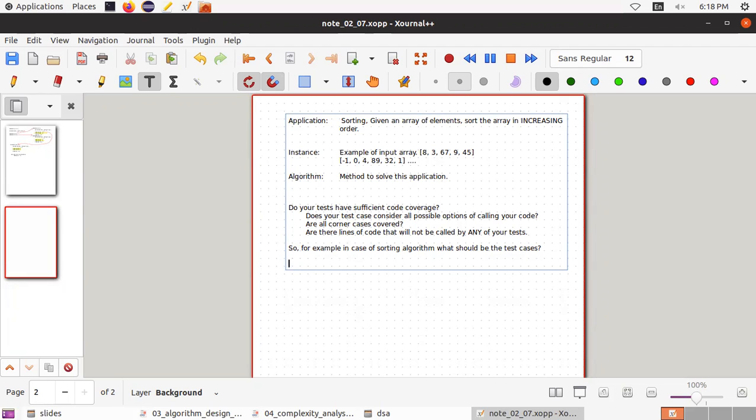Yeah, Patrick, please go ahead. An empty array. Okay, empty array is one. Next. Okay, small array is another. Already sorted array. Okay. Small or big array.